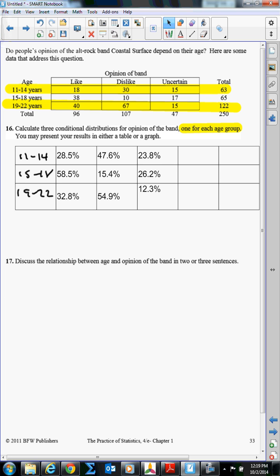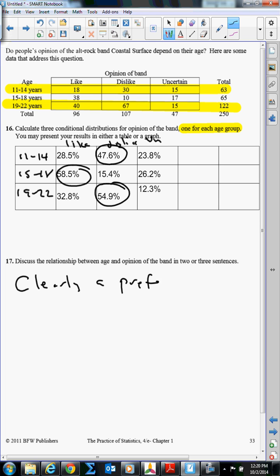And number 17 says to discuss the relationship between age and opinion of the band in 2 or 3 sentences. So let's look back at what these are. This is like, dislike, and uncertain. And as far as like goes, that number is much bigger than any of the others. And then, as you would expect, in the dislike, those two numbers are much bigger than that. So clearly there's a preference amongst 15 to 18-year-olds. And 11 to 14 and 19 to 22 show a clear dislike.